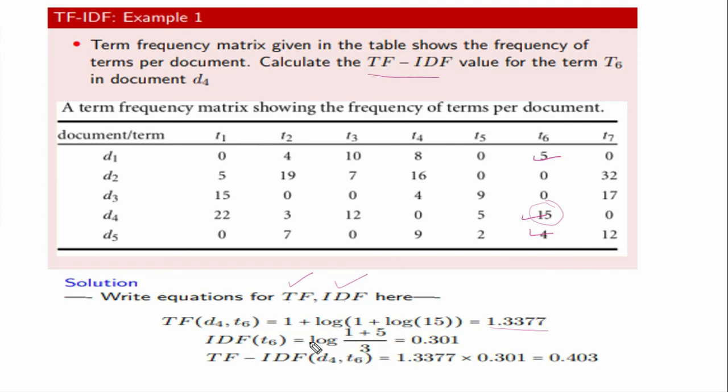Now you have to find the answer. You will get 0.301. And TF-IDF of D4 comma T6 is equal to this answer multiplied by this answer. So that will be 0.403. So this is how you do the problem of text mining to calculate TF-IDF. So that's all about text mining.